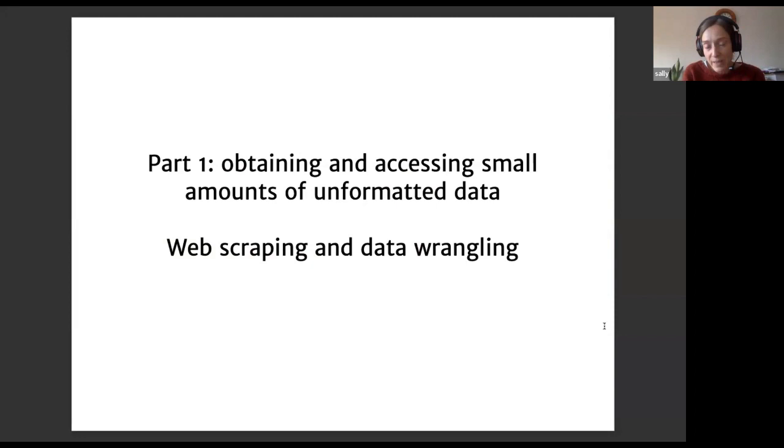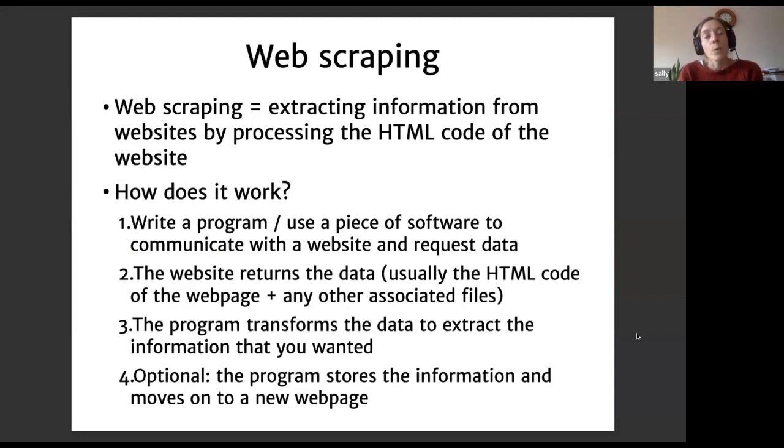Okay, so let's start by talking about small amounts of data. So this is related to web scraping and to data wrangling. So web scraping is the process of extracting information from websites by processing the code of that website. So it's a fairly generic method. And the way that it works is that you need to either use a software or write a program that's going to communicate with the website and extract the data that you want to use.